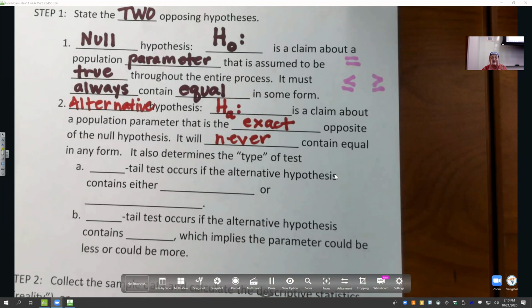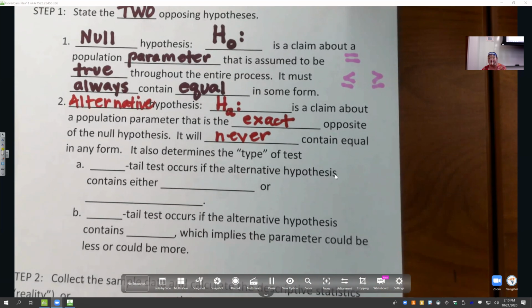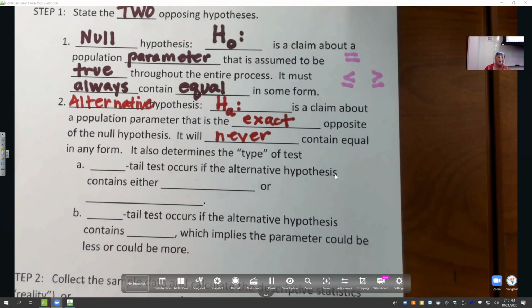Now, determining the type of test is more important if you were doing these calculations manually by hand, or if you're using your calculator or some of the free websites. In Minitab, we do indicate which one we have, not necessarily using the same terminology that I'm about to introduce to you. But there are two different types of tests that can occur.